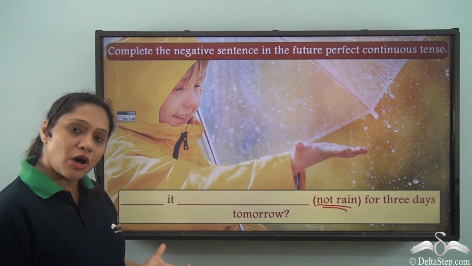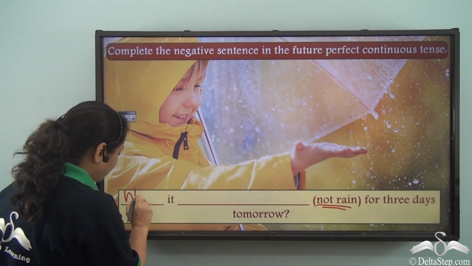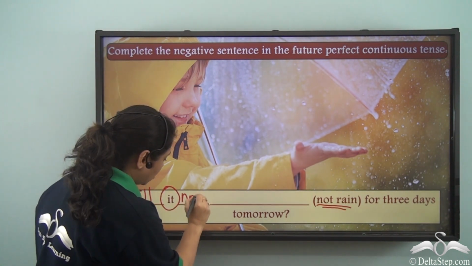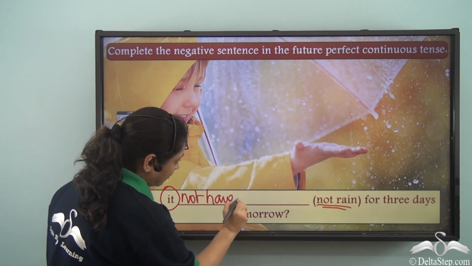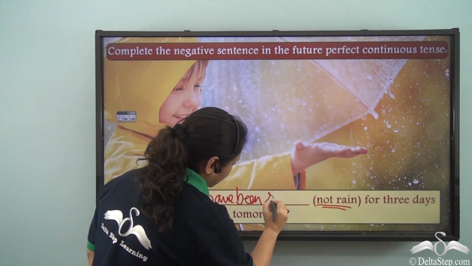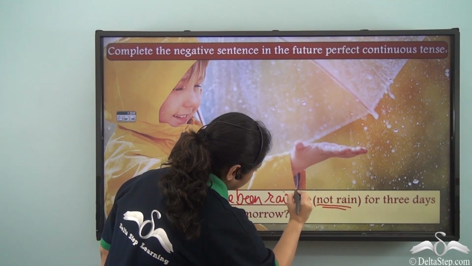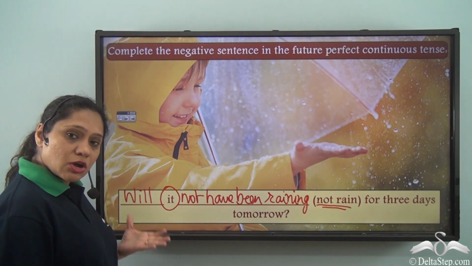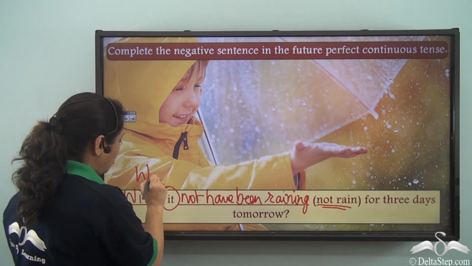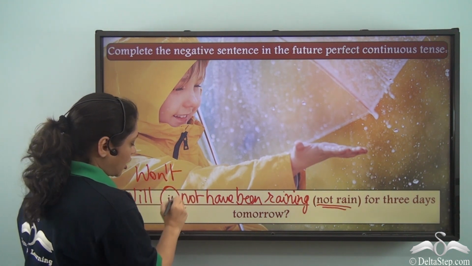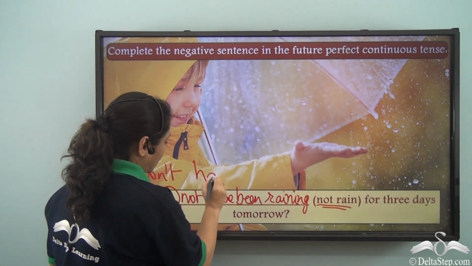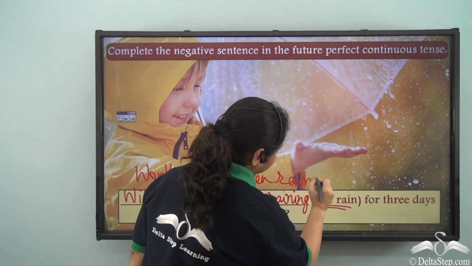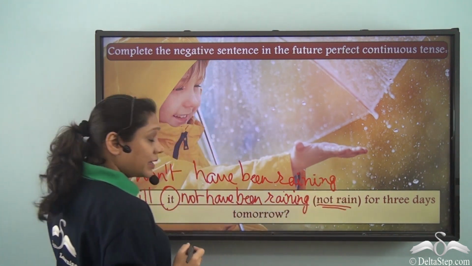Now we already know the form of the sentence. It is will followed by the subject, followed by not, then have been raining for 3 days tomorrow. Or we can use the contracted form to write won't followed by the subject, it, have been raining for 3 days tomorrow.